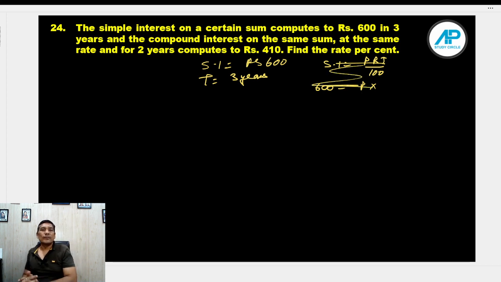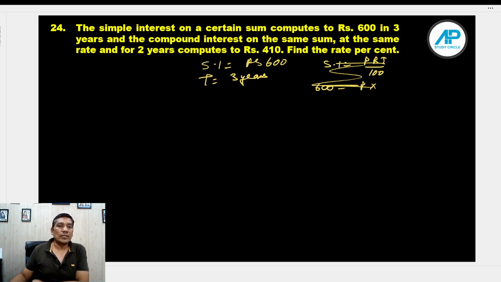Now you must understand the difference of CI and SI. सिंपल इंटरेस्ट हर साल हमको इक्वल मिलता जाता है. अगर हमको 3 ईयर का SI गिवन है, दैट मीन्स फॉर द फर्स्ट ईयर SI शुड बी रुपीज 200. रिमेंबर दिस. मैंने कैसे फाइंड किया? मैंने 600 को 3 से डिवाइड कर दिया, क्योंकि हर साल सिंपल इंटरेस्ट बराबर होगा. 200 फर्स्ट ईयर का, 200 सेकेंड ईयर का, 200 थर्ड ईयर का.